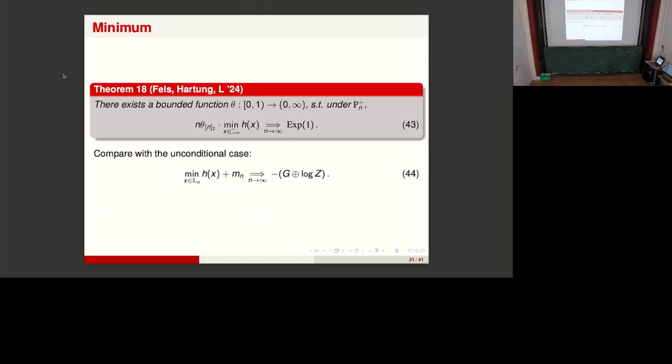The minimum is also very different. In the unconstrained case, it's just minus mn plus the randomly shifted Gumbel. Of course, here it has to be positive, so it cannot be that, and in fact it converges to an exponential times 1 over n. After multiplying by n, and again some constant that may depend on the log mod, you get an exponential. So it's 1 over n times an exponential.